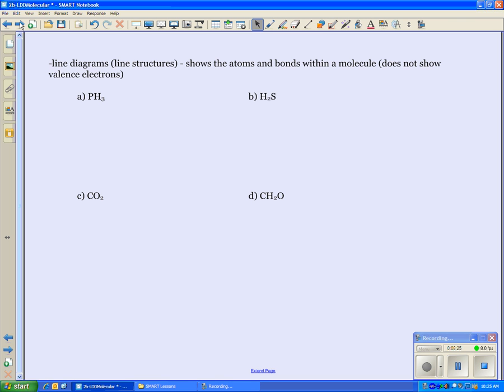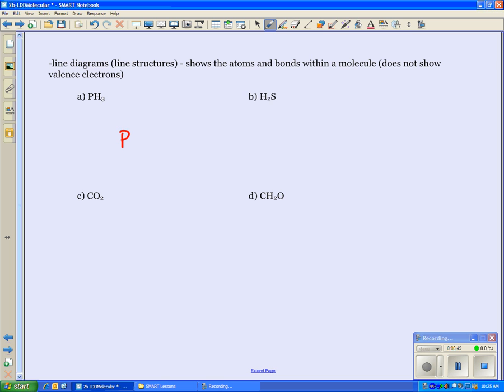The last thing we want to look at is a line diagram or line structure. This shows the atoms and bonds within a molecule but doesn't show all of the valence electrons. So if we look at the same molecules that we had on the last screen and draw them as line diagrams, we want to show the bonds with the atoms, but not the lone pairs.